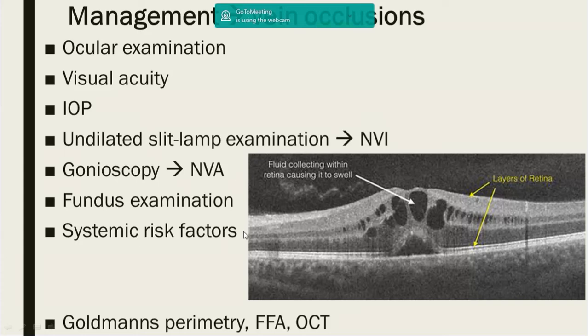So fundus examination will give you clues as to what vessel is occluded and how you should manage the patient. And systemic risk factors like hypertension, diabetes, lipid profile, all of them should be evaluated and managed accordingly. And Goldmann perimetry for visual fields, fundus fluorescein angiography to see which vessel is occluded and if there is any ischemia present or not. Ischemia, if present, will show up as non-perfused areas, and OCT like seen in this picture. What is important is whether the foveal contour is maintained, whether the macula is intact, and whether the patient is having good vision or not.